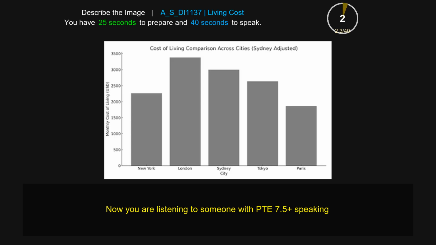The following bar graph provides information about the cost of living comparison across the different cities. From the graph, we can see the different cities like New York, London, Sydney, Tokyo, and Paris. We can see that London has the highest cost of living, which is around 3,500, and below that is Sydney, which is around 3,000, and the least is Paris, which is around 2,000. Overall, from the graph, the picture is all about the living cost comparison of the different cities.